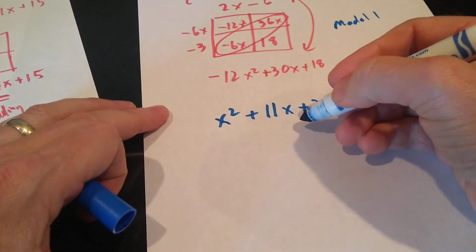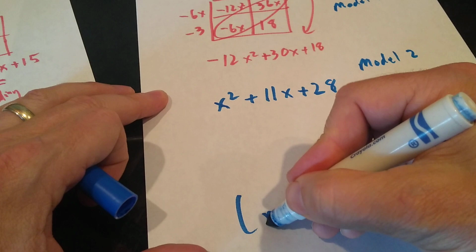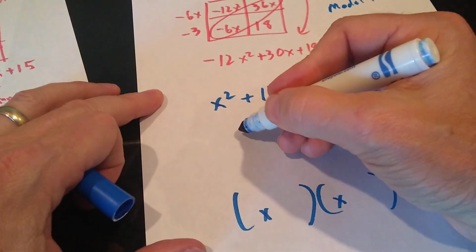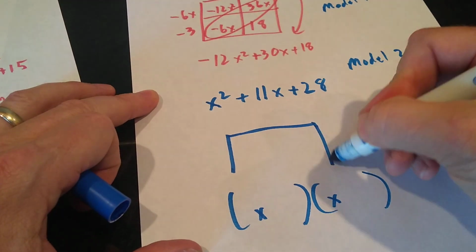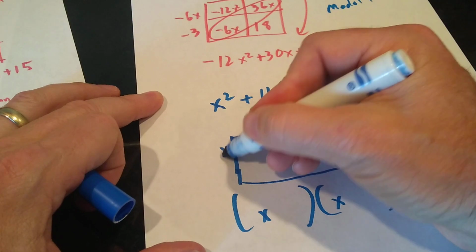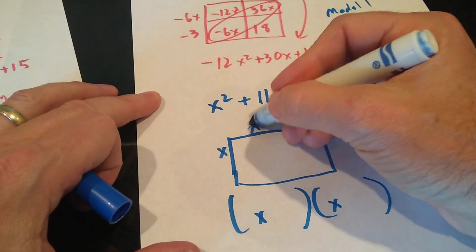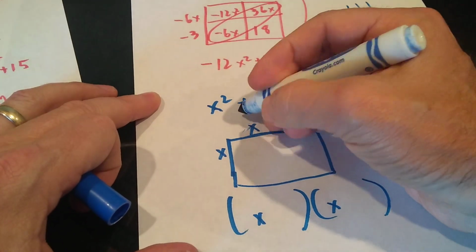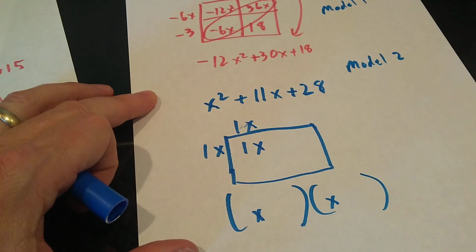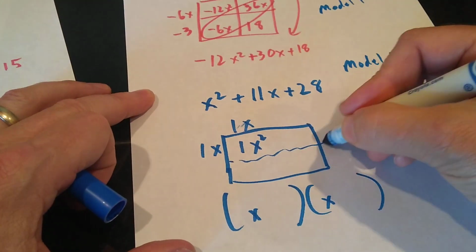Okay, so the question is, how do I break this down? I want this to be something times something. Obviously, I'm going to have some x's in there, but I don't know what any of the numbers are. So I'm like, well, okay, let's do our area model. We know we're going to have some kind of x and some kind of x, because we know we've eventually got to get an x squared. And then the question is, do I need anything out front of that? And I don't, because this is just like a 1x and a 1x. So I could put my 1's in or not. It's not necessary, but I know that's going to be 1x squared. So that's that section of the model.